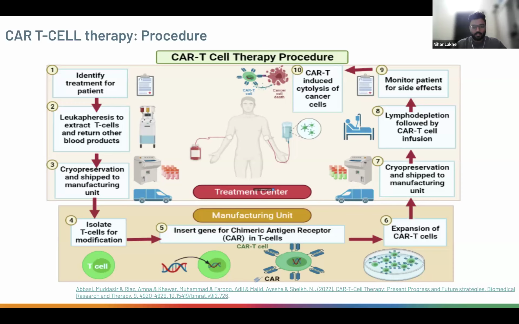Before infusing the CAR T cells, the patient undergoes lymphodepletion. This lymphodepletion helps in making space for the manufactured CAR T cells. Finally, the CAR T cells are infused into the patient's blood. Inside the body, CAR T cells target these cancer cells.